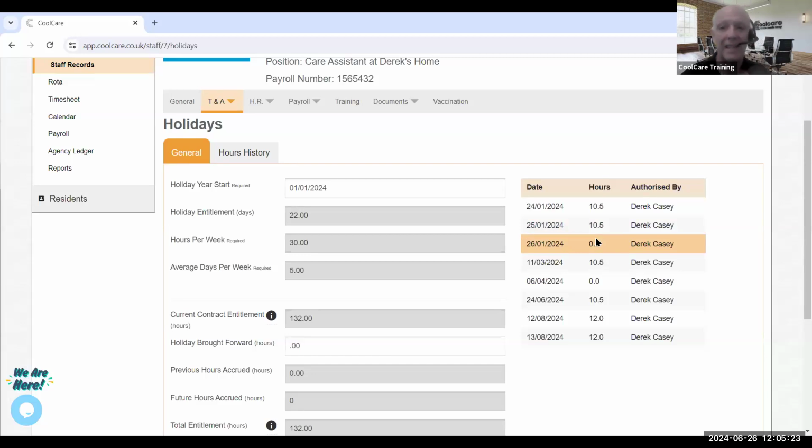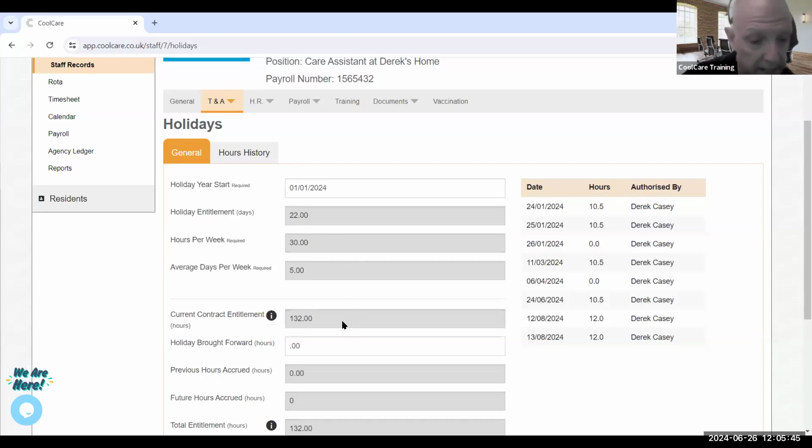Okay, what else can we see on here? We can see how it's calculated, how many hours the person's entitled to. It's used the holiday entitlement. So this is in days. So someone's already put this into the system. So the holiday entitlement in days, their hours per week, as well as their average days. It uses that to come up with a calculation of how many hours.